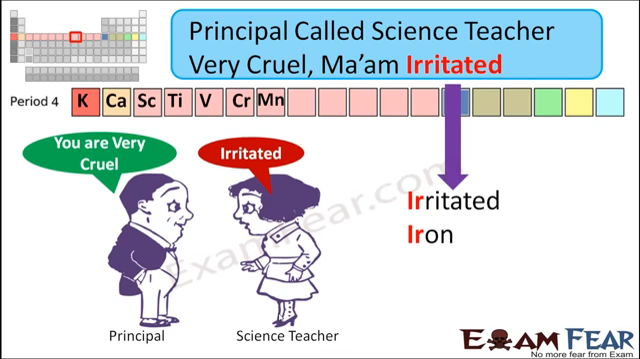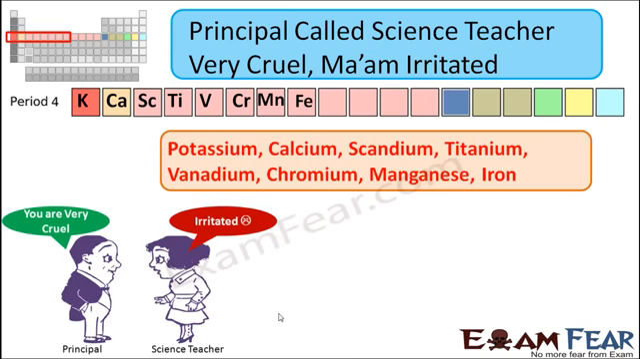And irritated reminds of iron. So Ir in irritated, Ir in iron. However, the symbol for iron is Fe. So what's our final memory tip for the first half of period 4 elements? That's principal called science teacher very cruel, ma'am irritated.